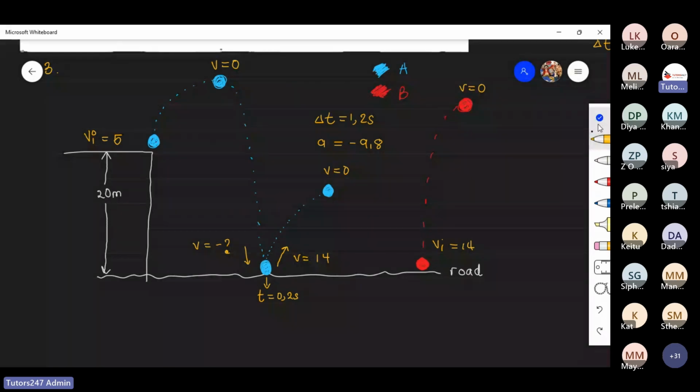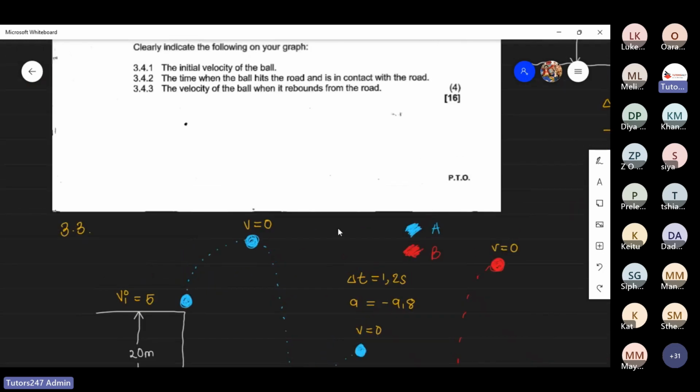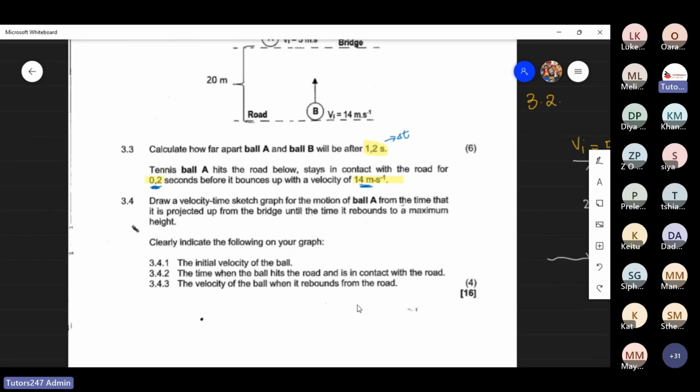If you are not sure why I've stated we need to calculate displacement, let's go back to our question and you can see for yourself. The question is: calculate how far apart. That statement, how far apart, indicates displacement or distance. If it's stated how long, that indicates time. If it's stated how fast, or at what speed, or at what velocity, that indicates we are calculating for velocity. So we need to find out how far apart both balls were after 1.2 seconds.